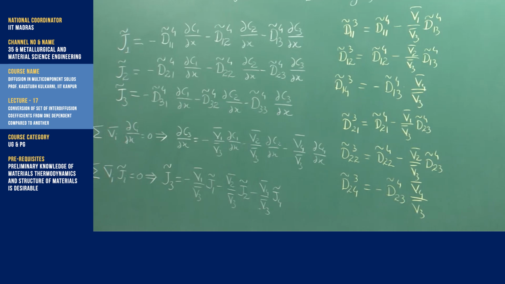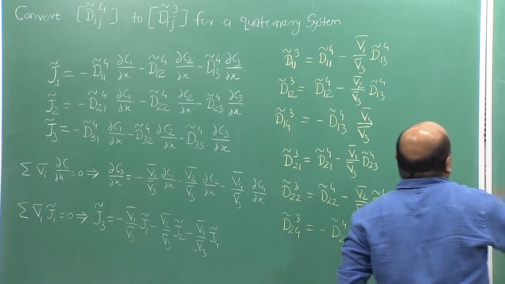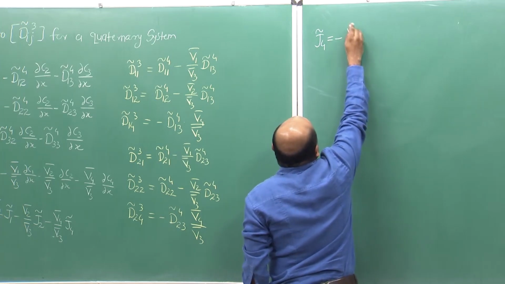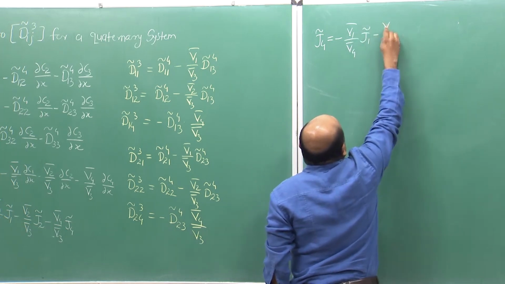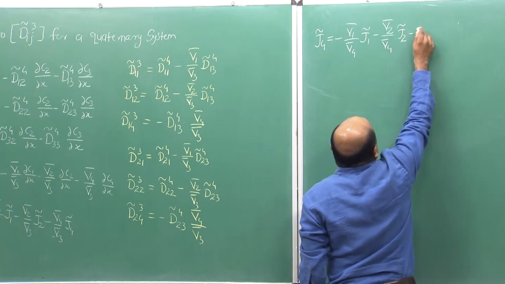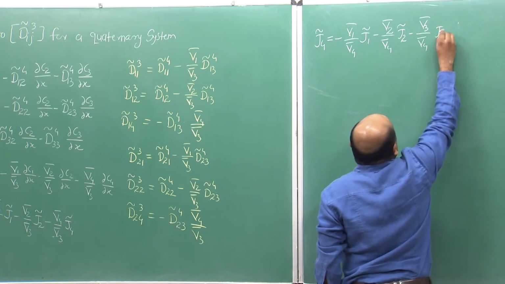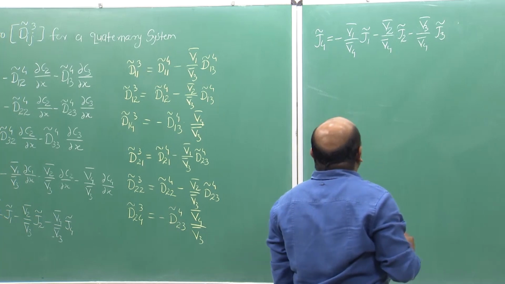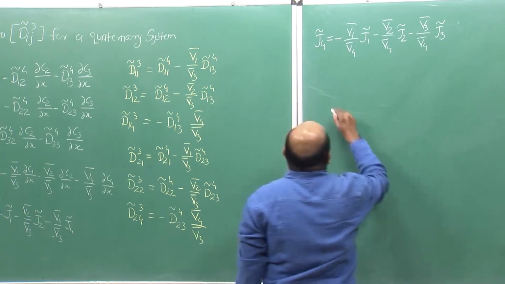To obtain the coefficients for flux of 4 will be a little more complicated, but essentially we do the similar thing. We need J4 tilde, so we substitute J4 tilde is equal to minus V1 bar over V4 bar J1 tilde minus V2 bar over V4 bar J2 tilde minus V3 bar over V4 bar J3 tilde, and then we substitute for J1, J2, J3 using the extended Fick's law.